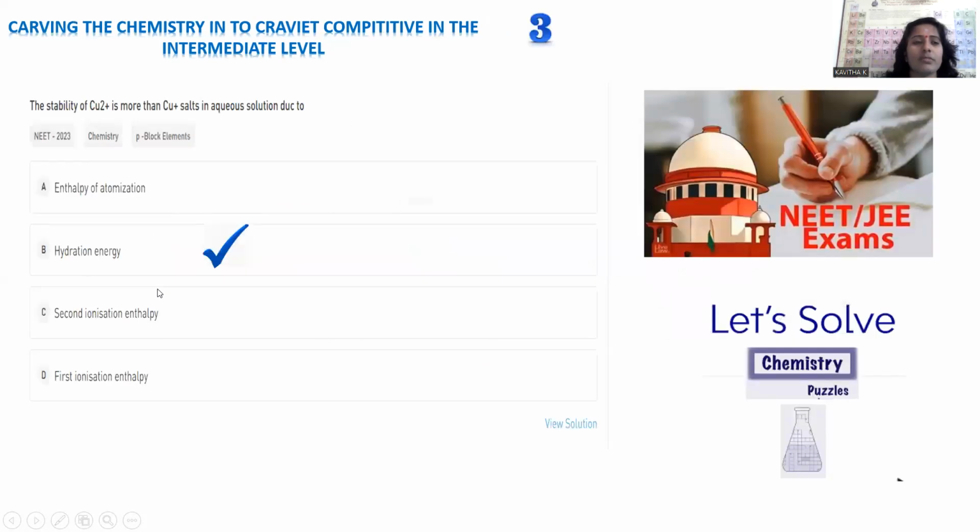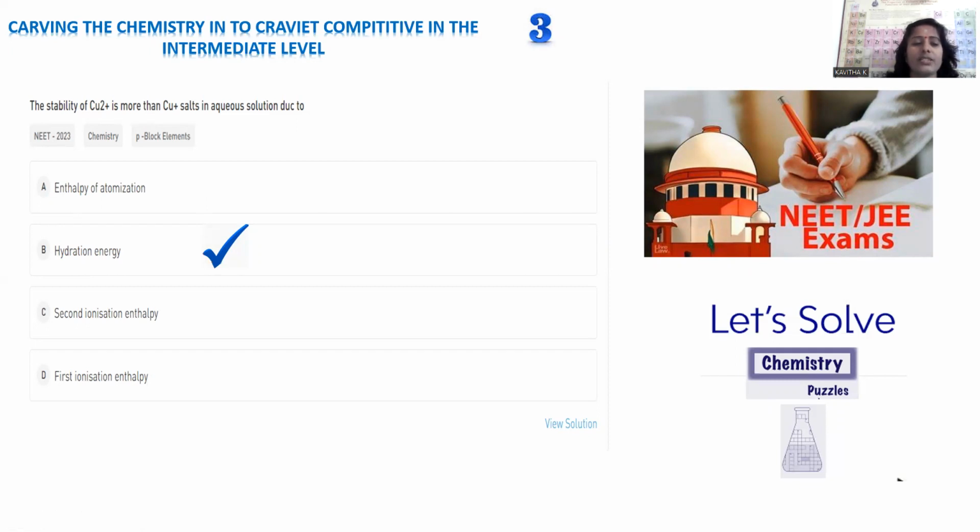Let's go with question number 3. This is a recent NEET 2023 question, the medical entrance examination at the India level. The stability of copper plus 2 is more than copper plus 1 salt in aqueous solution due to, right? So copper plus 2 is more stable when compared to copper plus 1 salt under aqueous conditions. What could be the reason? The correct explanation will be hydration energy, right?